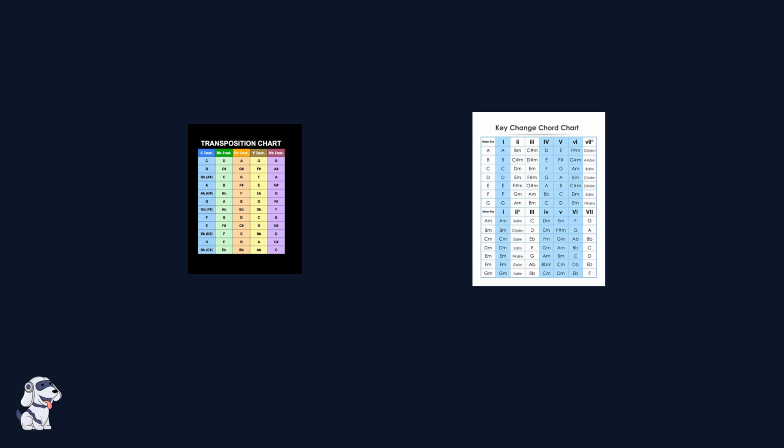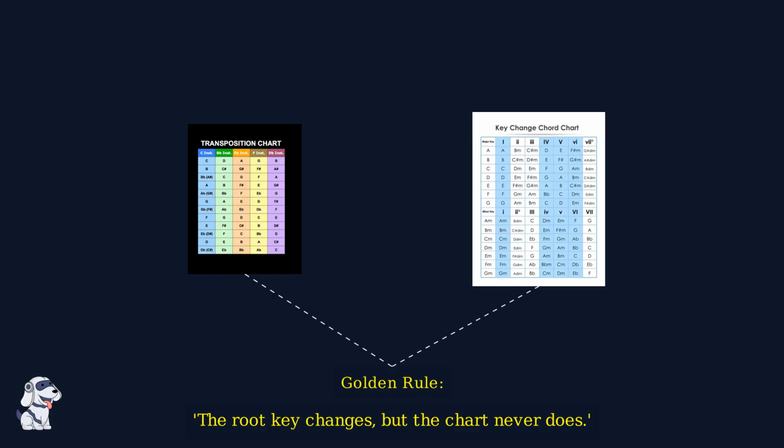This transposition chart illustrates how numbers correspond to different instruments and keys, enabling seamless key changes. The key change chord chart shows diatonic chords for major and minor keys, demonstrating how the numerical relationships stay the same across keys. This principle is encapsulated in the golden rule: the root key changes, but the chart never does. This makes NNS invaluable for live performance and collaboration.